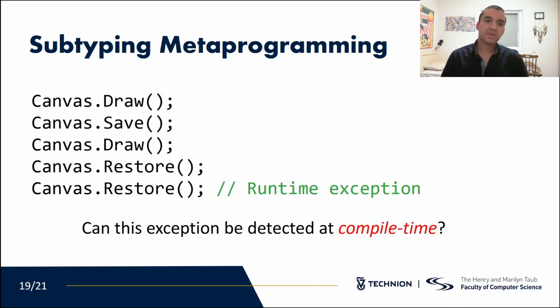For example, we can draw on the canvas by calling draw. Then we can save the picture, draw again, restore the saved picture, and restore again. But then the Canvas application throws a runtime exception because we called restore twice on a single save. We want to use subtyping machines to recognize these kinds of problems earlier, at compile time.